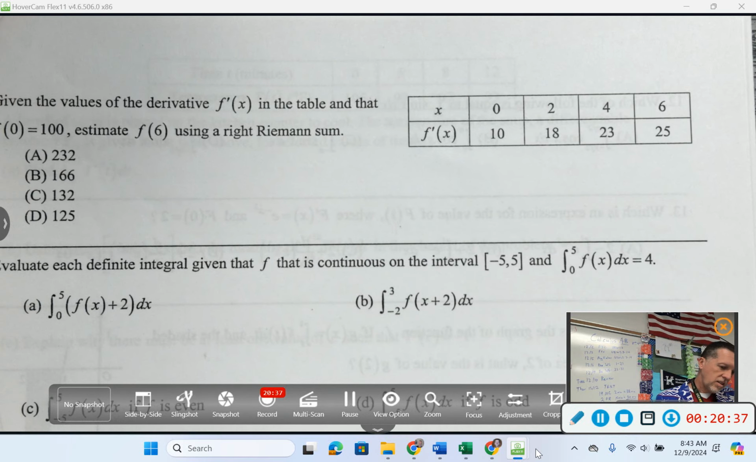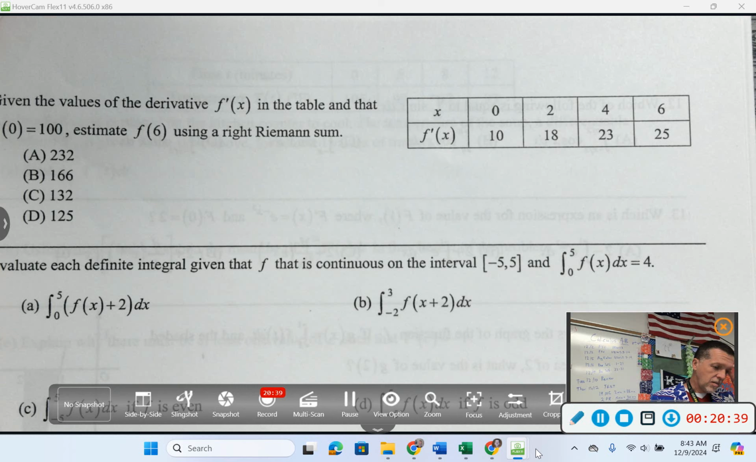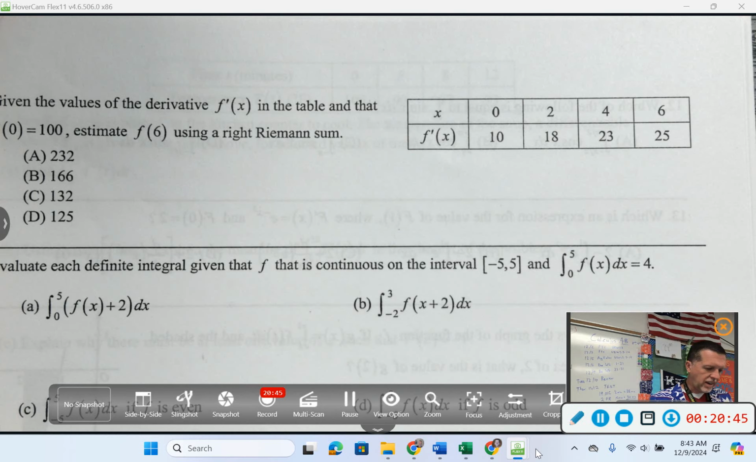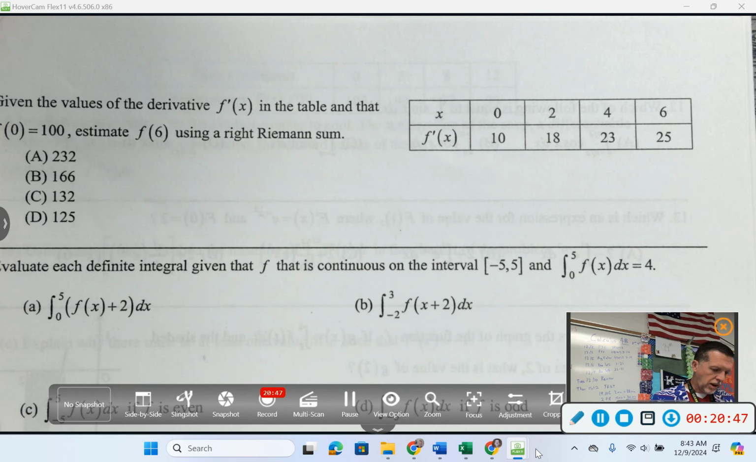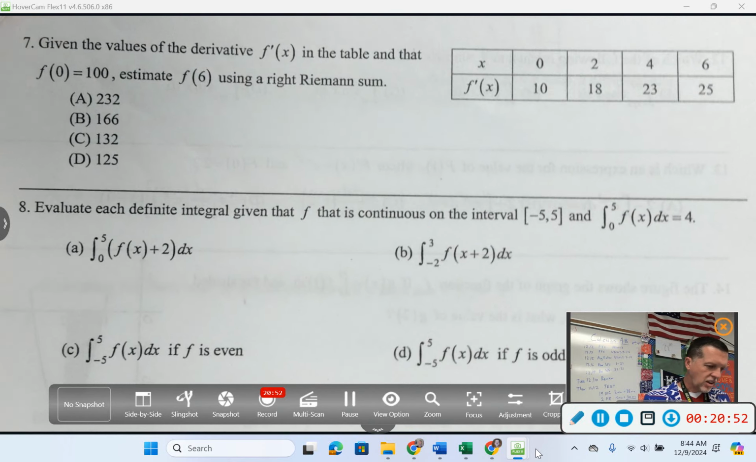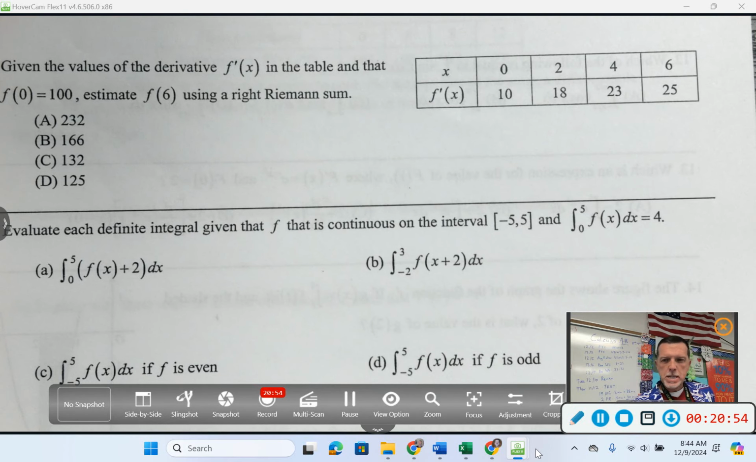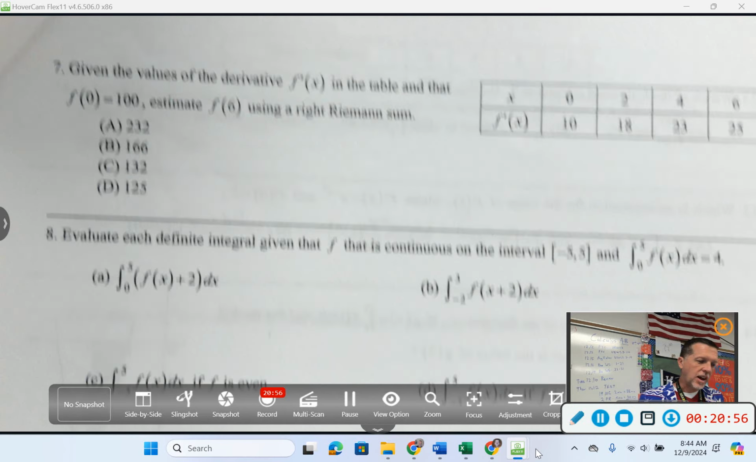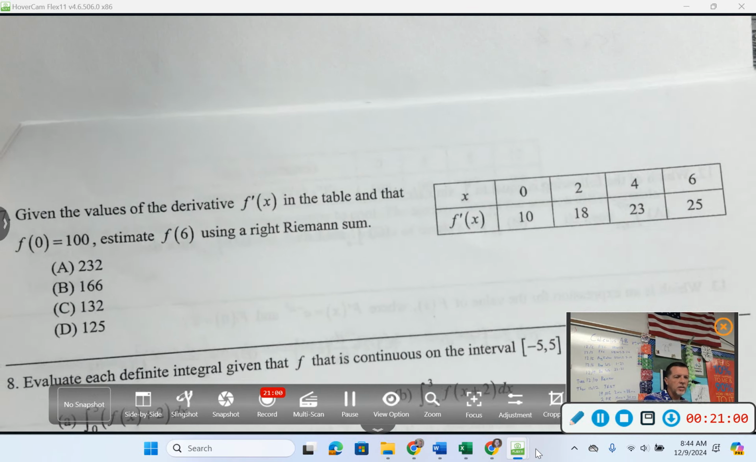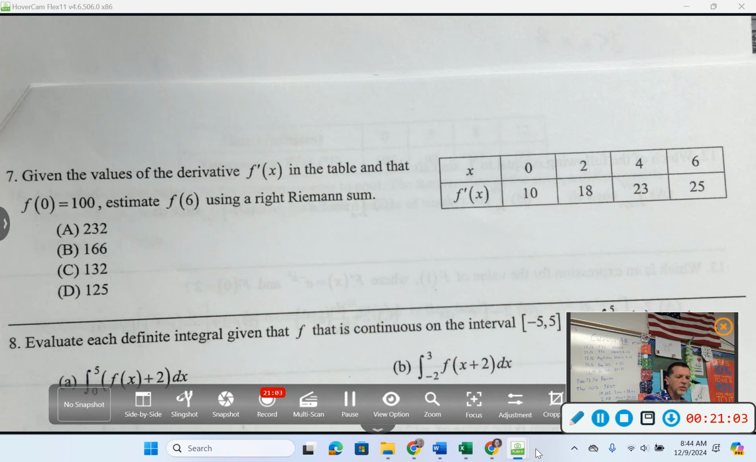Number 7, number 8, number 9. Ooh. Oof, 9 and 10. Pre-cal stuff. 11 is a review question. Thinking of time here. So pick 1 or 2 from 7 through 11. Which one? Number 10.